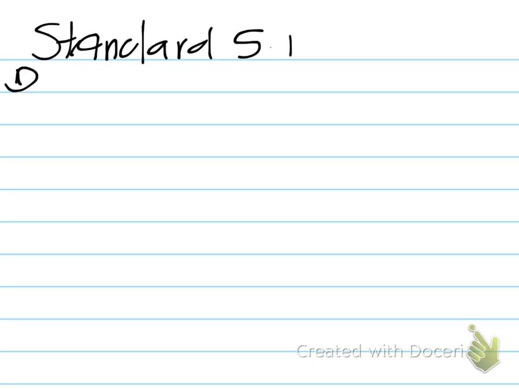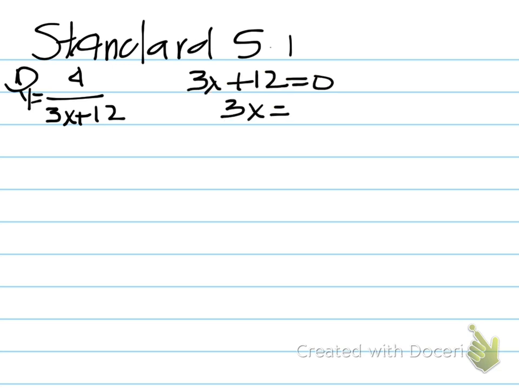Number 1 asked me for the vertical asymptote, and my denominator is 3x plus 12. Hopefully you know by now how to find vertical asymptotes. We need to set the denominator equal to 0. When I do that, I get x equals -4. Both the x and the number are important when giving your answer. You need both pieces.